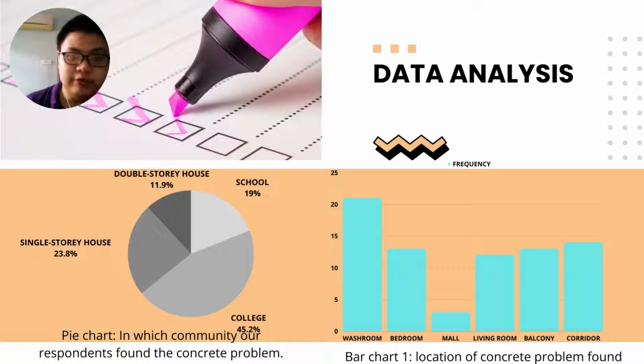Based on our survey, we found that 19 of the respondents, which is 45.2% of the respondents, have found concrete problems in their college. Another 10 of the respondents have found the problem occurring in a single-story house. Besides, nearly half, which is 21 of the respondents, have found the concrete problem occurring in their washroom. Another 14 of the respondents have found the concrete problem occurring in the corridor.